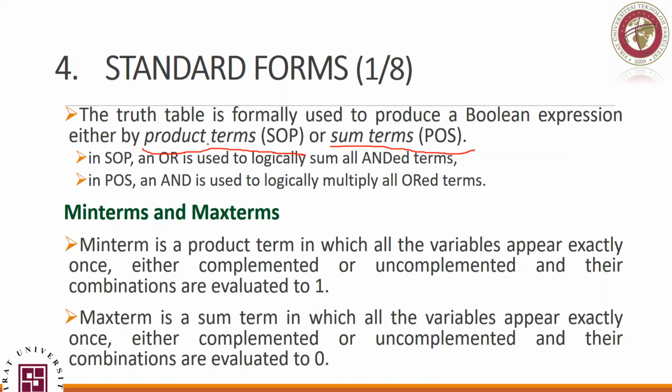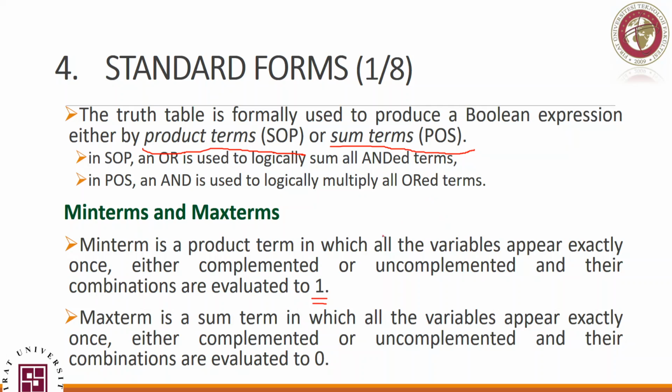We will take them, no problem. For the SOP, we have OR used to logically sum up all the ANDed terms. For POS, we have an AND that's used to logically multiply all ORed terms. Now, based on those, how can we apply it for a truth table? We have to go for one of these two, either minimum terms or min terms, or maximum terms or max terms. For minimum terms, we have a minimum number of ones. We minimize ones. That means we will have only one each time in the truth table for the ultimate representation.